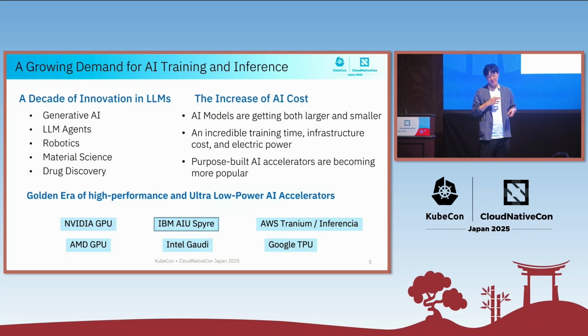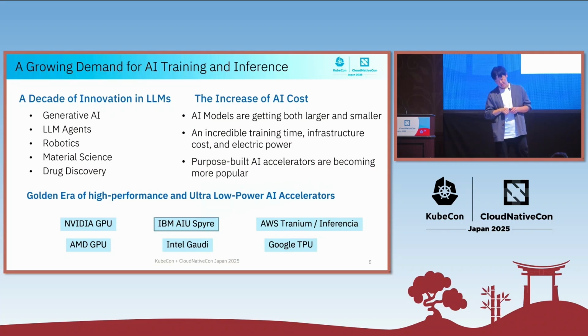AI models are getting both larger and smaller. We have developed frontier models at the 400 billion scale, but at the same time we need to make smaller models to adapt to not only data centers but also the edge. Both larger and smaller models coexist. Training is very tough, and it also costs a lot in infrastructure and electric power. There is huge demand for reducing power itself.